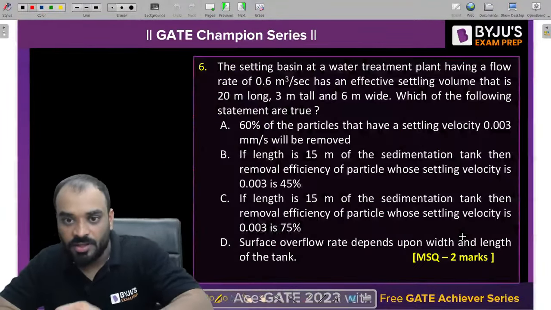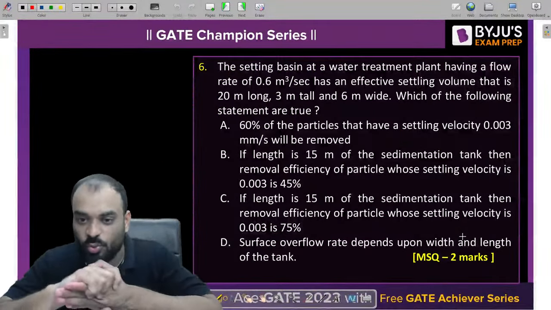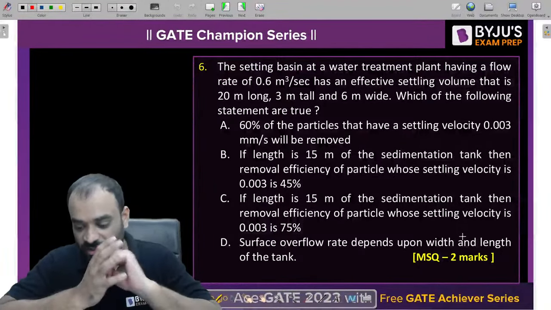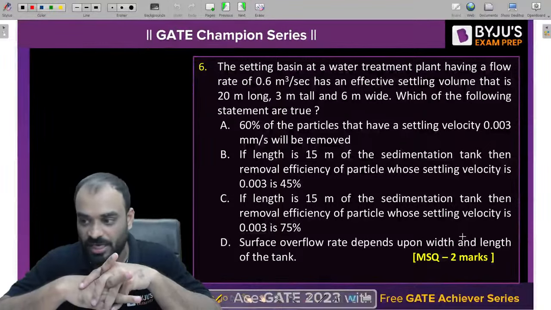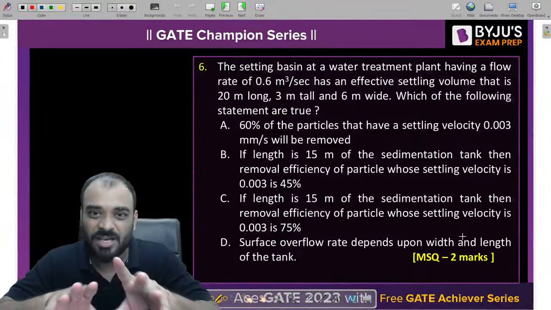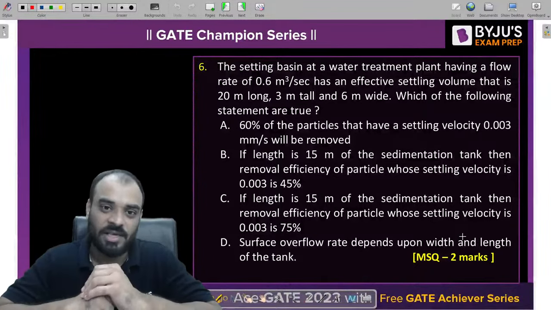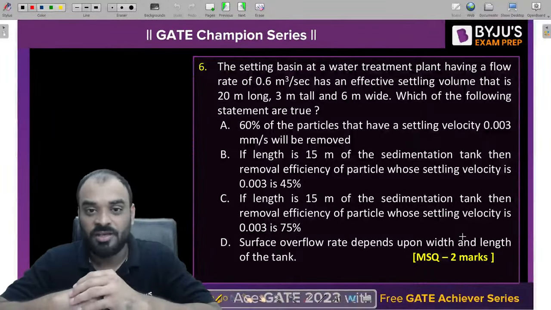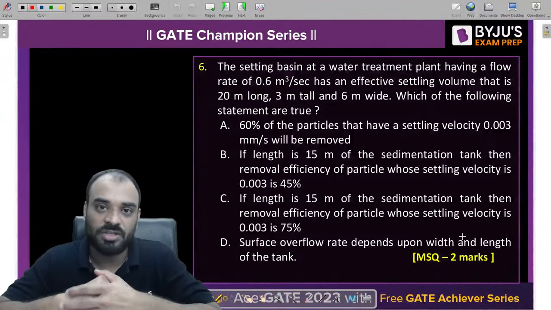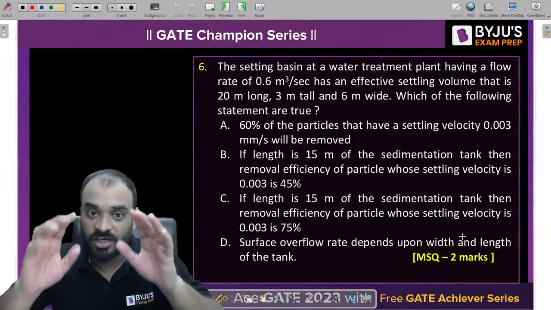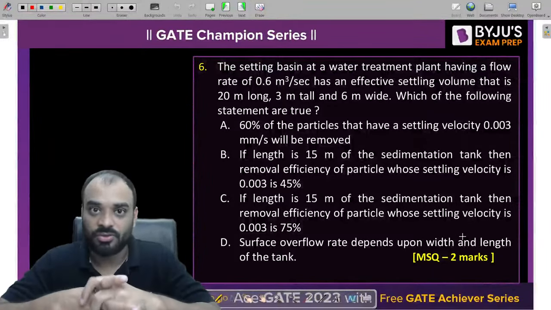Superb. Now let's solve an MSQ question, guys, which is in front of you, and it is a 2-mark question. Be careful while solving this type of problem. Whenever you have an MSQ question, guys, you need to read it very carefully, because they can twist the question not only in the statement but in the options also. That is the reason.